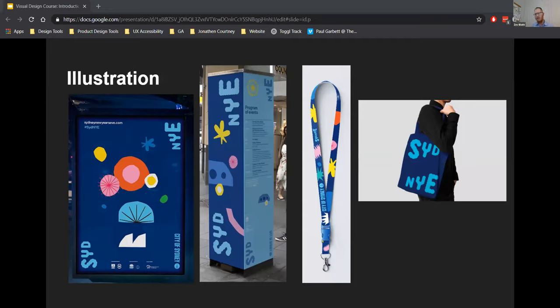I feel like we're familiar with what illustration is, but I wanted to define it clearly. So what we see here is branding for Sydney, Australia. The city has a whole program of New Year's celebrations throughout the city, and they hired this design company called Garbett Design, also from Australia, to design this whole thing that lived across the whole city. And we can see that illustration is a very big part of how they designed this thing.